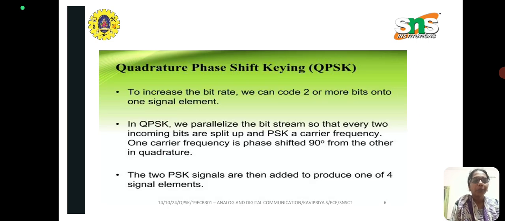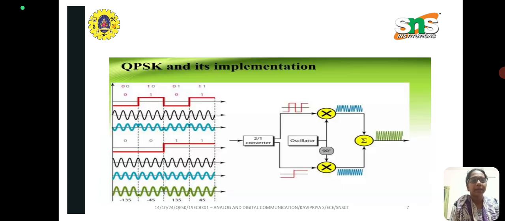In QPSK, to increase the bit rate, we can code two or more bits onto a single signal element. In QPSK, we parallelize the bit stream so that every two incoming bits are split up and modulate a PSK carrier frequency. One carrier frequency is phase shifted 90 degrees from the other, in quadrature. The two PSK signals are then added to produce one of four signal elements.